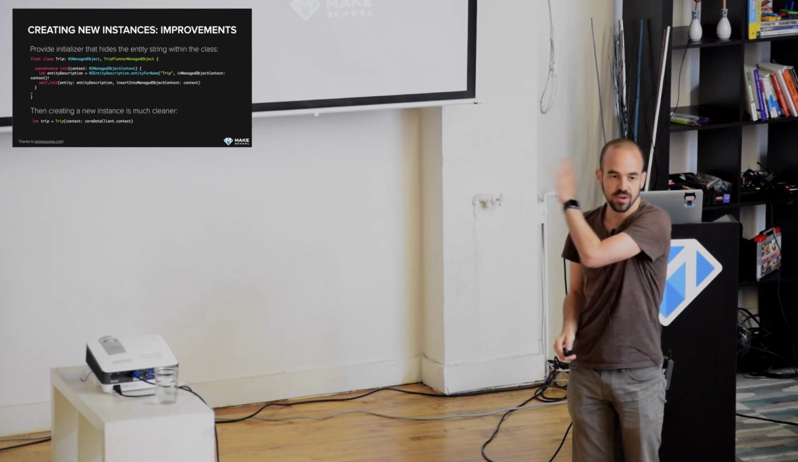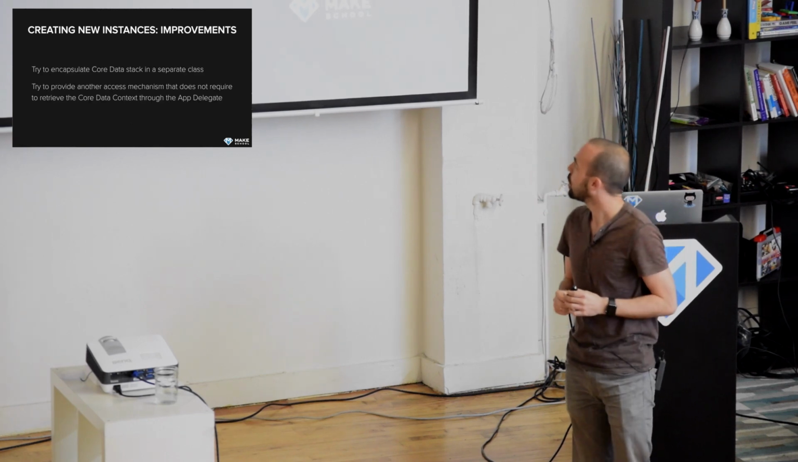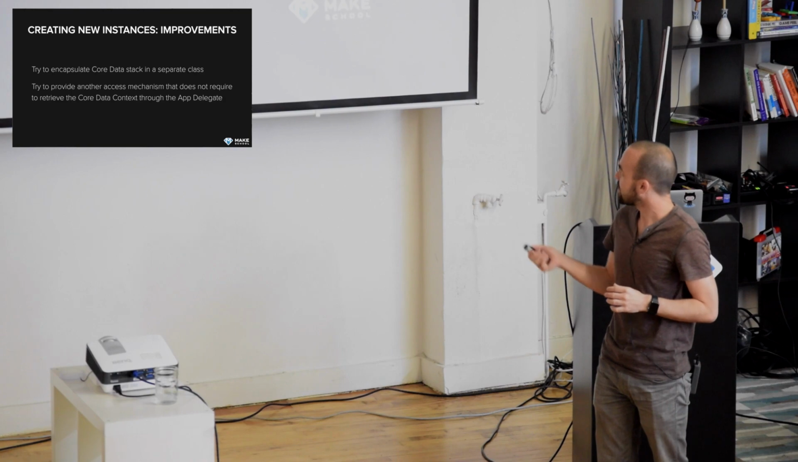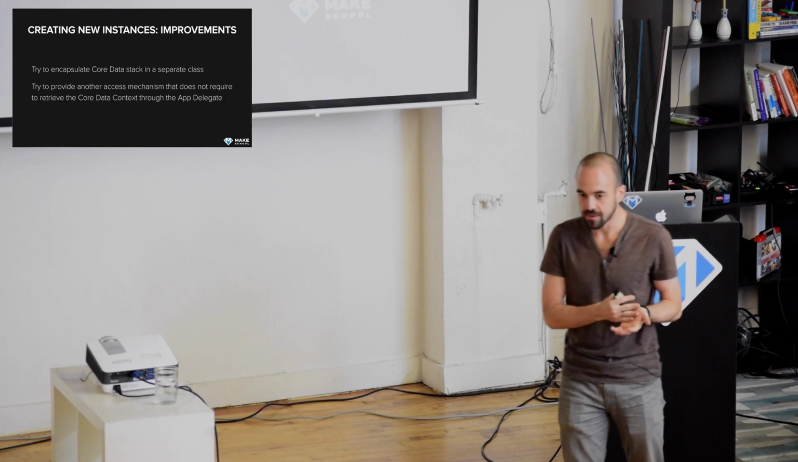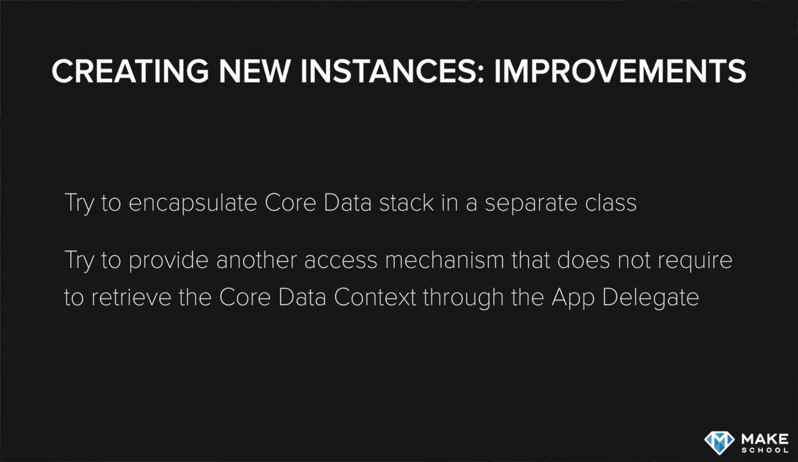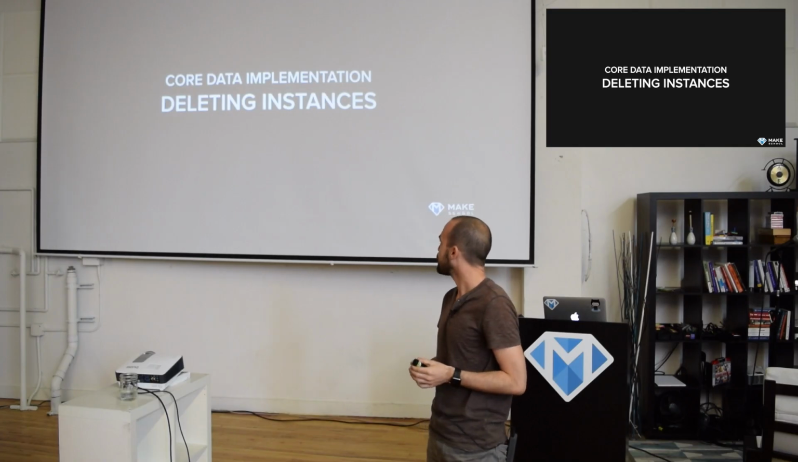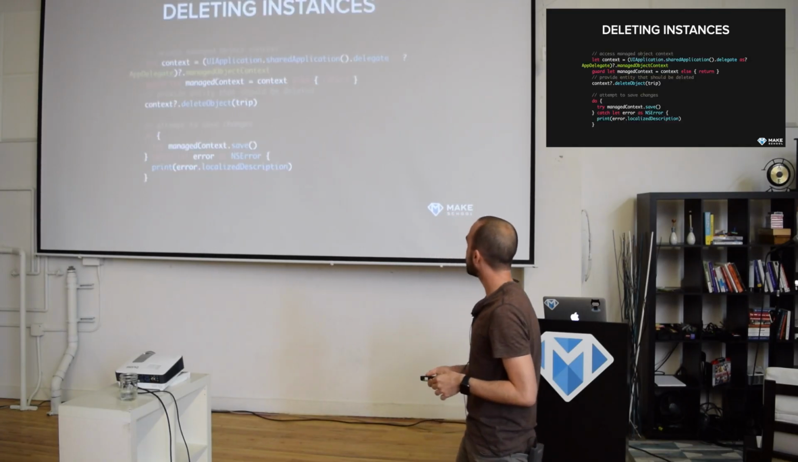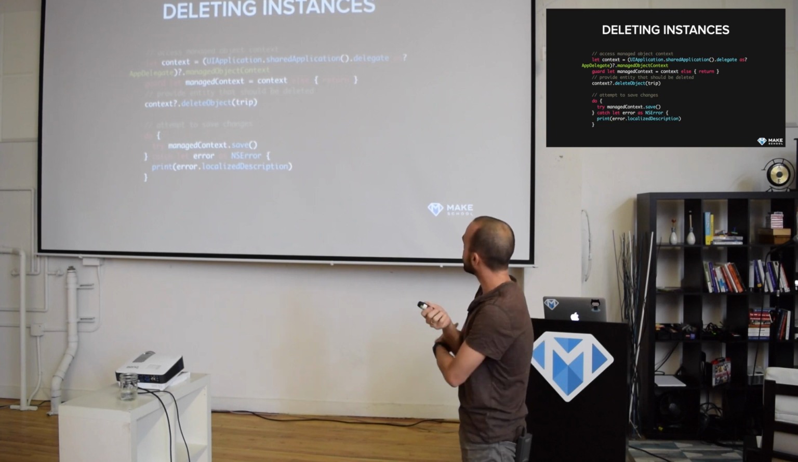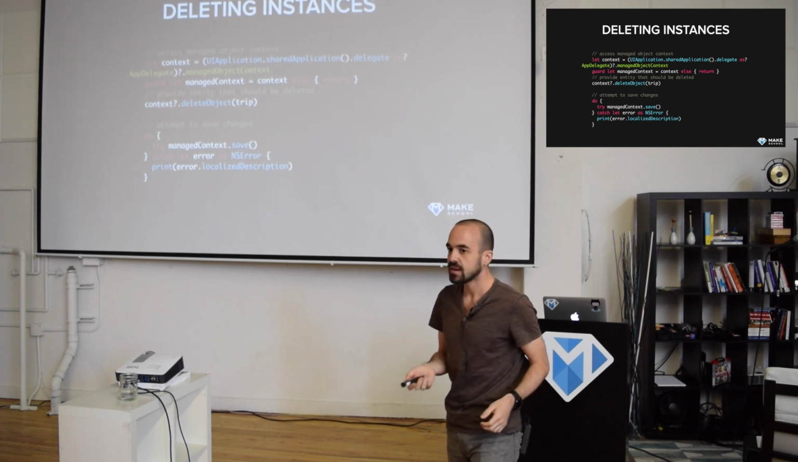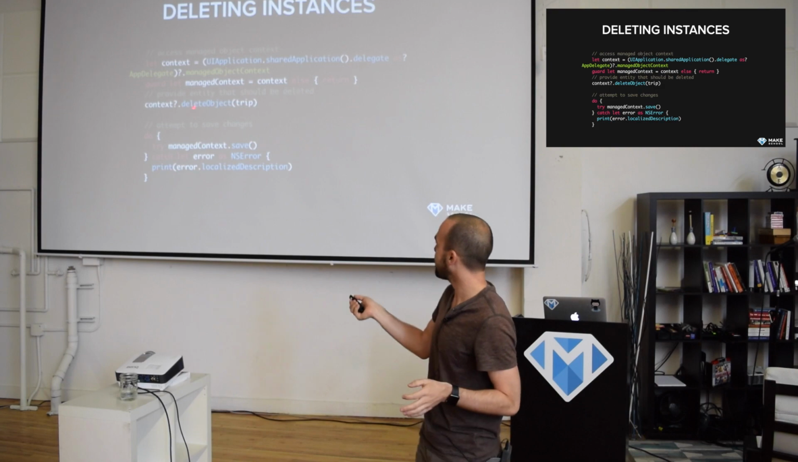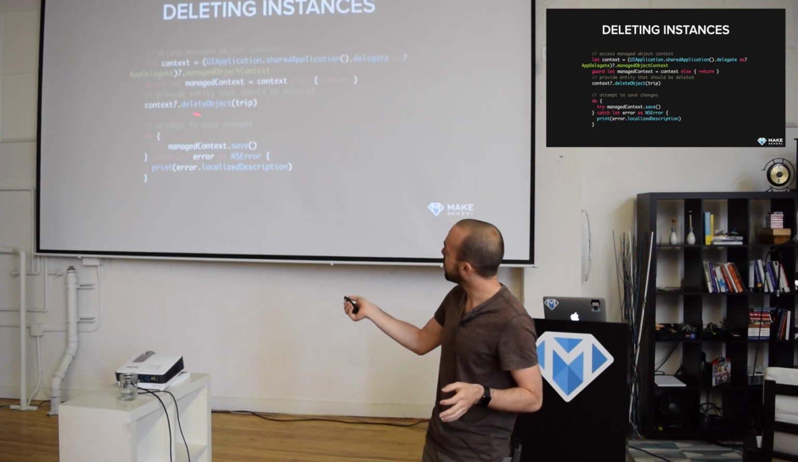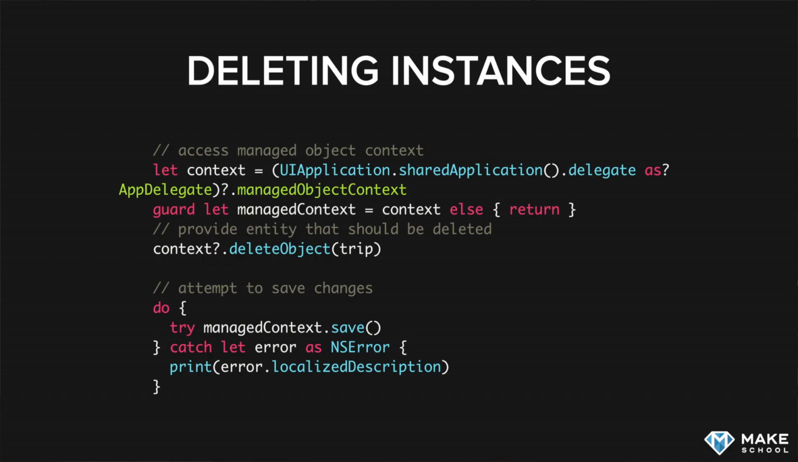Also, more for reference, you don't have to understand right now. But cool. As I said, try to encapsulate Core Data into a separate class, and try to not put it into the app delegate. How do you delete instances? Very similar procedure. You get a reference to the context, and then you call the delete object method on the context. And you pass in a reference to the object that you want to delete.